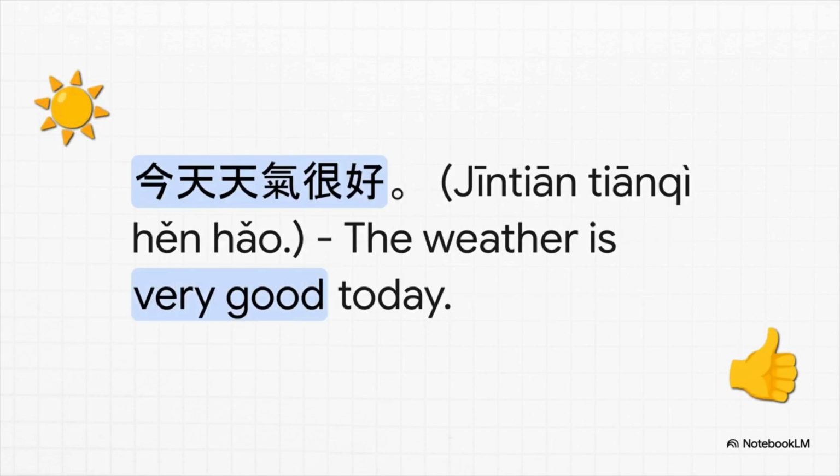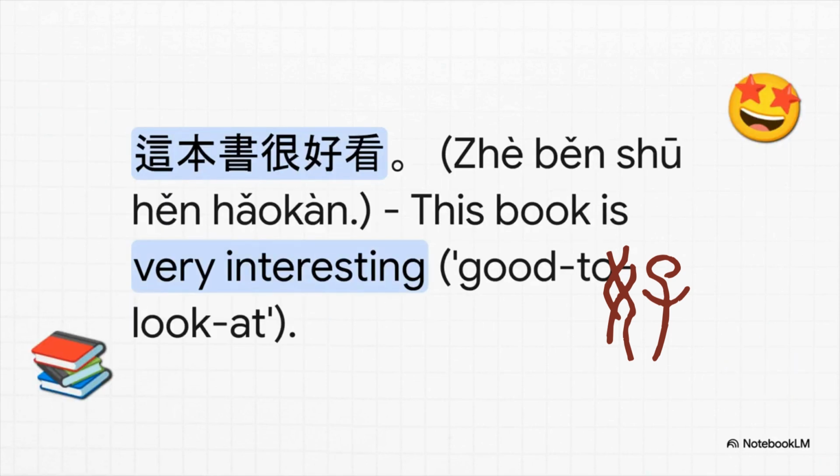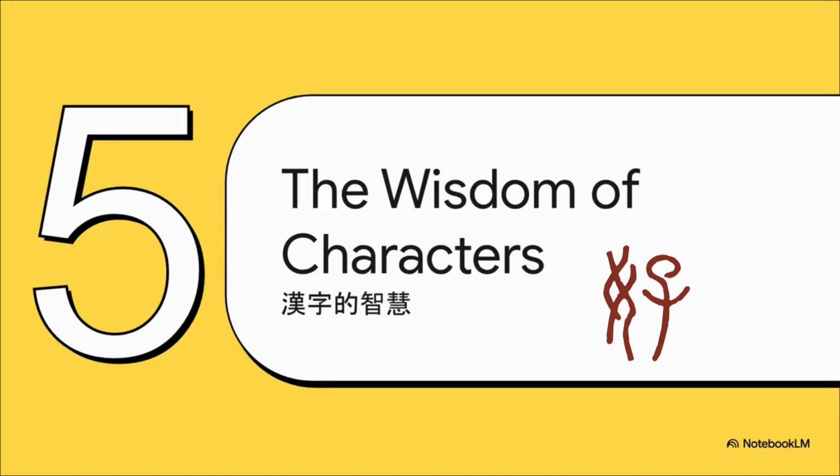Here's another really common one. 今天天气很好. You can use hao as an adjective to describe pretty much anything. Here, it's just describing the weather, telling us it's a really nice, pleasant day. And hao is also a fantastic team player. It loves to combine with other characters to create all sorts of new words. For instance, hao kan literally means good to look at. It can mean beautiful or handsome, or in this case, that a book is really interesting or just a good read. 这本书很好看.